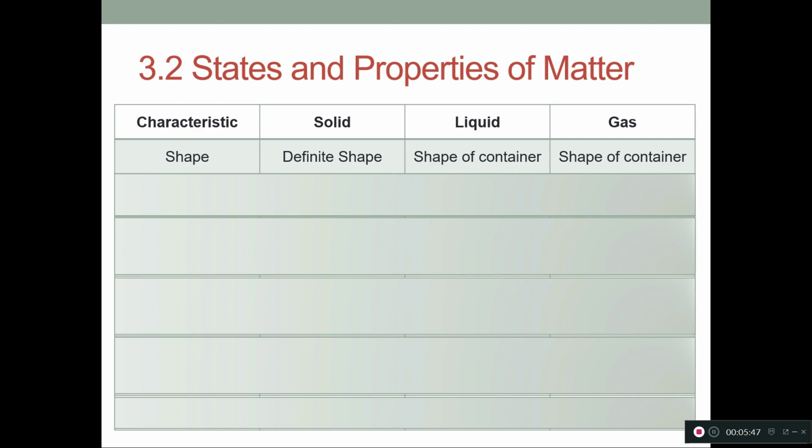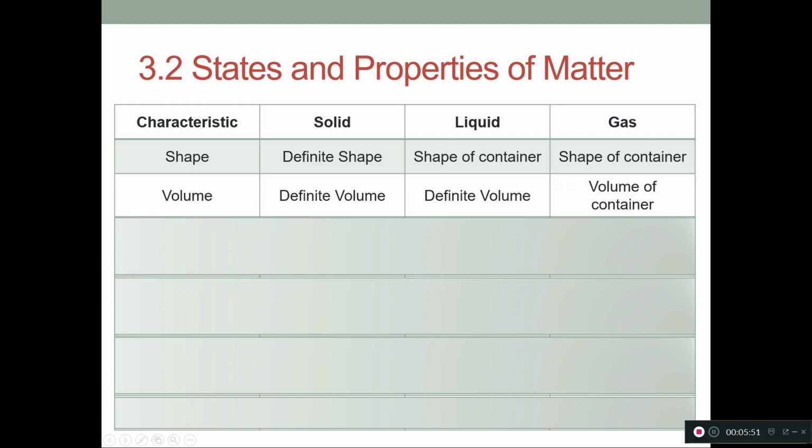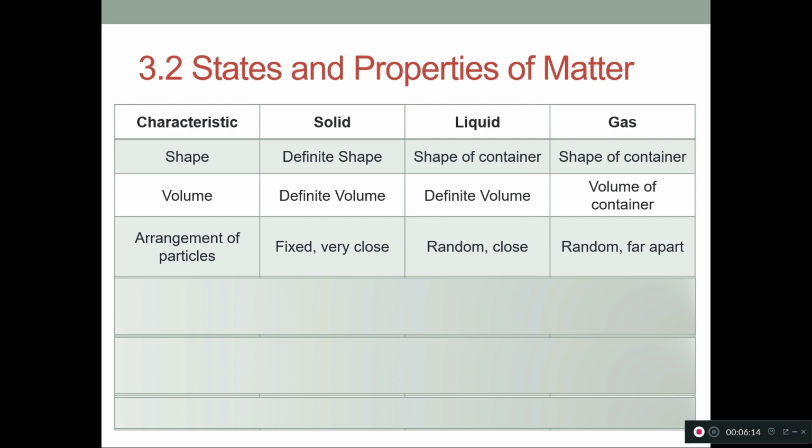So this is how we could tell a solid from a liquid and a gas. But then we can also look at the volume, where solids and liquids both have a definite volume, but gas will expand to fill the container. So if you put a small amount of gas into a larger container, it will expand to fill that container, where the solid or the liquid would just stay on the bottom of that container and would not expand to fill it. We can also think about this at the molecular level.